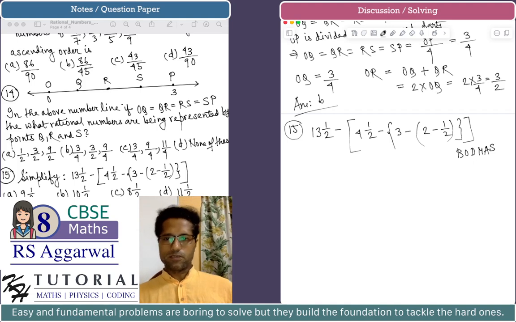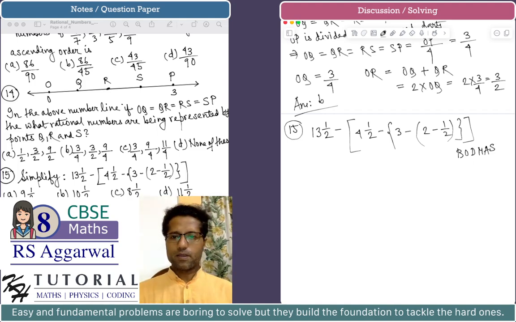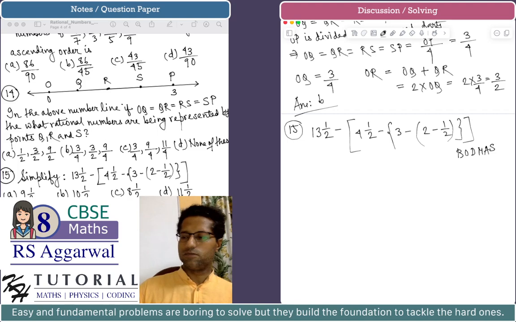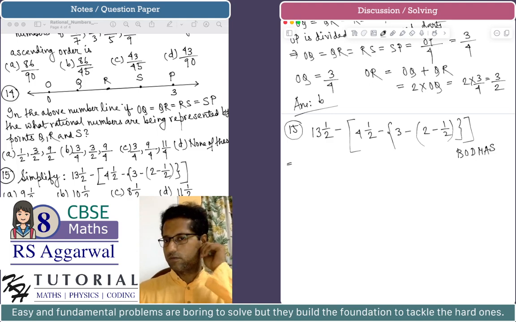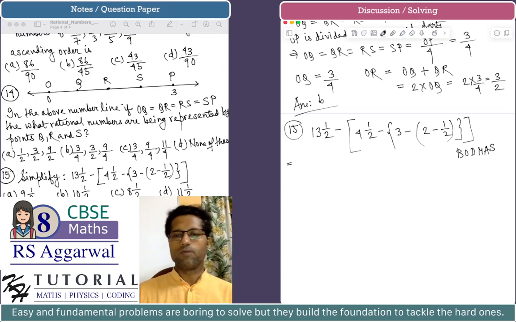So B for brackets, all the three brackets, any brackets, and the brackets you must open from inside out. That is, you first simplify the innermost bracket, and then you work outwards. Innermost, then the second innermost, then the next. This way you open the brackets, and O is the off operator. Okay, so this is equal to, for all the mixed fractions you first convert them into improper fractions.